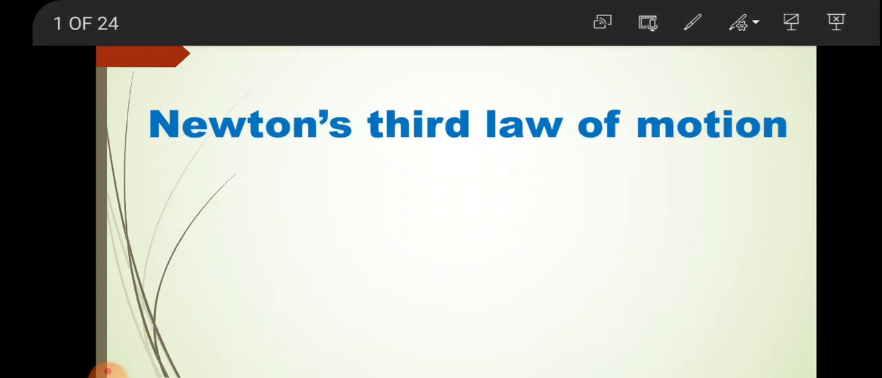Newton's second law tells us the magnitude of acceleration which is produced by a force when applied on an object. These two laws do not explain how the force acts on the object. They only tell what changes are observed on an object when the force is applied, but they do not explain how the force acts on the object. This question is answered by Newton's third law of motion.